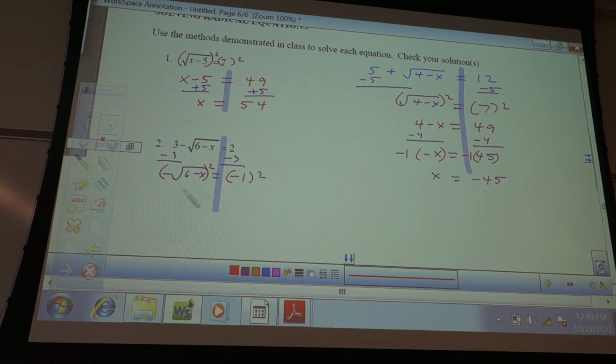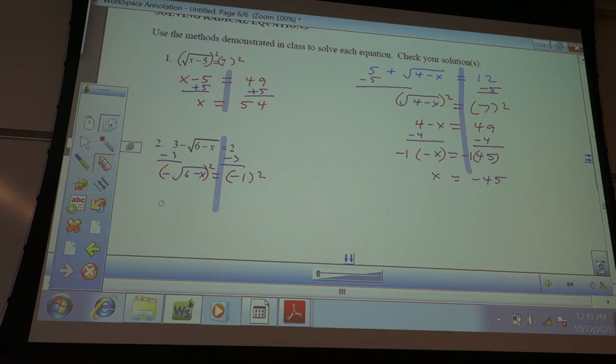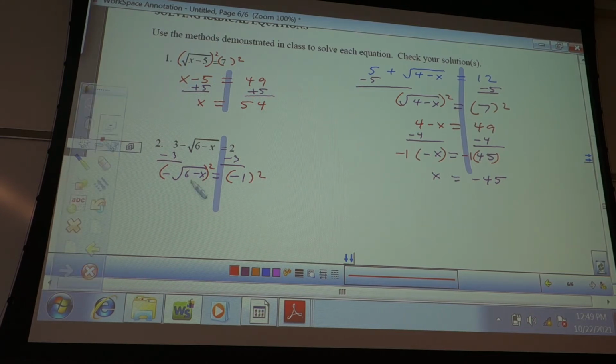Make sure you square both of them. If I square a negative square root, when you square a negative, it becomes a positive. So both of them become positive. This becomes what's inside, 6 minus x, and positive 1. All right, so then I'm going to subtract 6 on both sides, and you folks got negative x equals -5, which means that when I multiply both sides by -1, x equals 5.